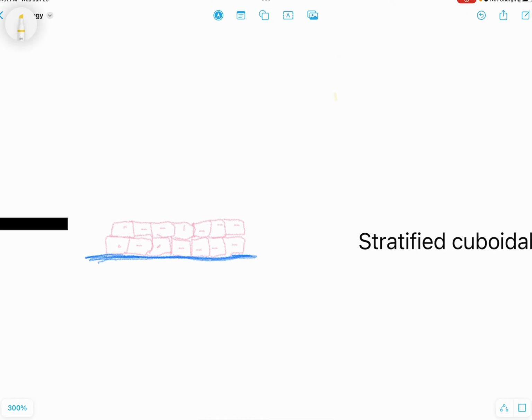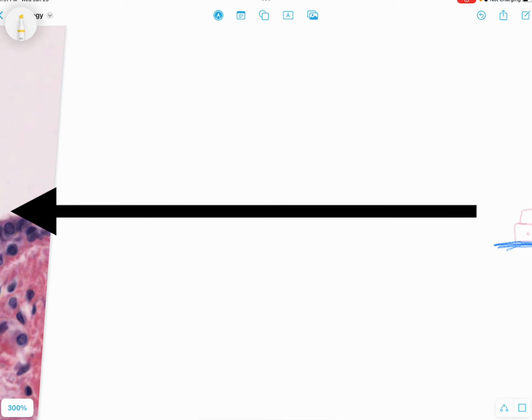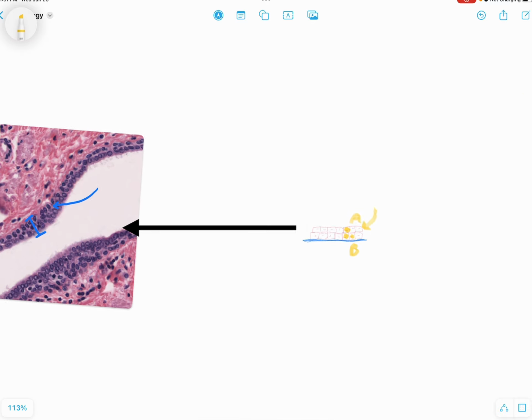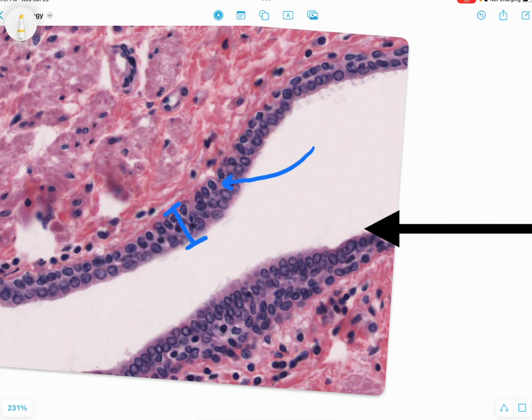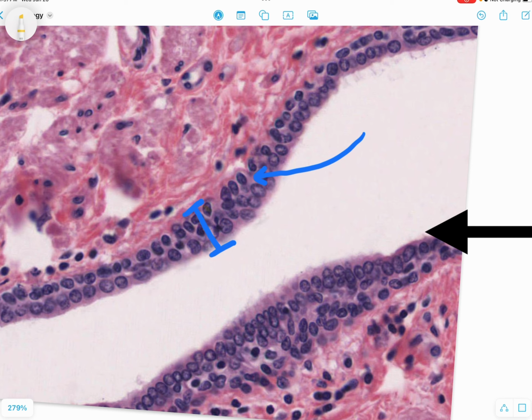Now let's head down here to a stratified cuboidal, and we'll follow our general guidelines again. So stratified cuboidal tells me many layers, and it's cube-like. So there we go. We have multiple layers. Now remember, I always look at my apical surface versus my basilar surface to tell me how I'm going to name it. And let's have a look. So as I said, this is a stratified cuboidal. And we can see it is. We have different cell layers here. And you can see the outer cell layer, the apical cell layer, is a cuboid in shape.